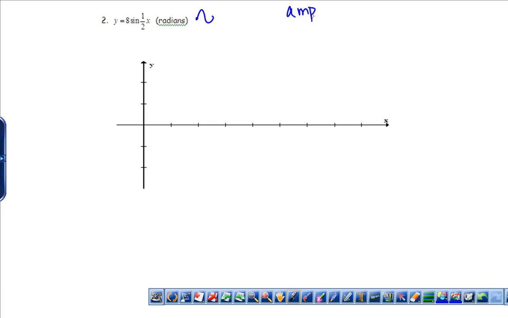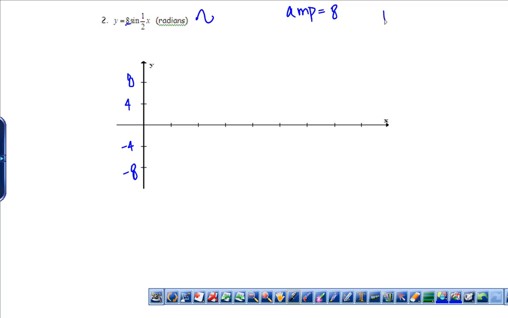The amplitude. Remember, the amplitude is right here in front of sine, and so it's an amplitude of 8. And if you wanted to, you could go ahead and start listing things. So I'm going to go 4, 8, -4, -8.